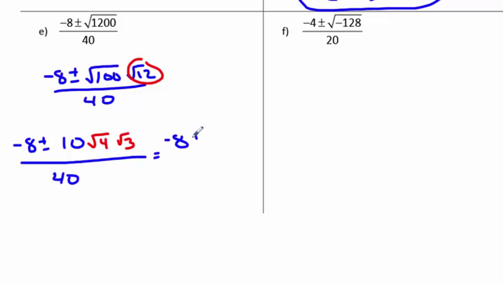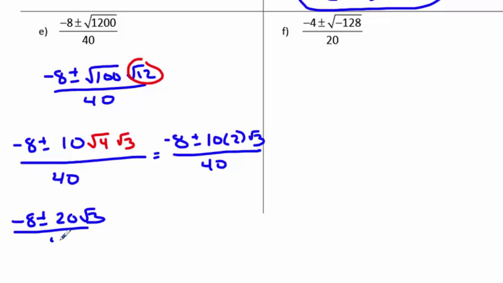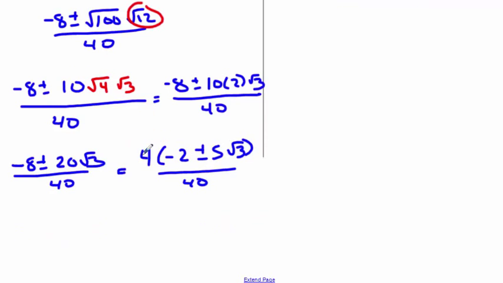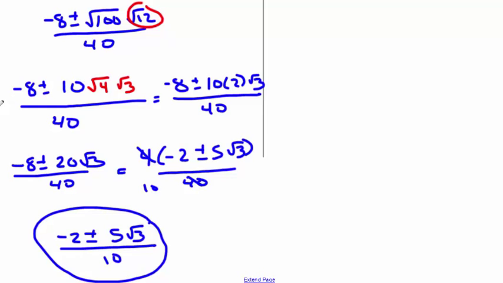So now I have negative 8 plus or minus 10 times 2 square root of 3 over 40. So that's negative 8 plus or minus 10 times 2 is 20 square root of 3 over 40. You can divide both 8 and 20 by 4, so let's factor that 4 out. That'll give me negative 2 plus or minus 5 square root of 3 over 40. And dividing that 4 into both 4 and 40 will give you negative 2 plus or minus 5 square root of 3 over 10. That's as simplified as that one gets.